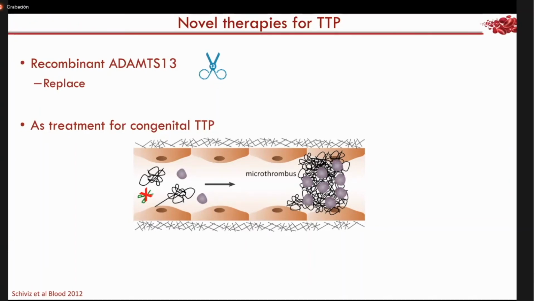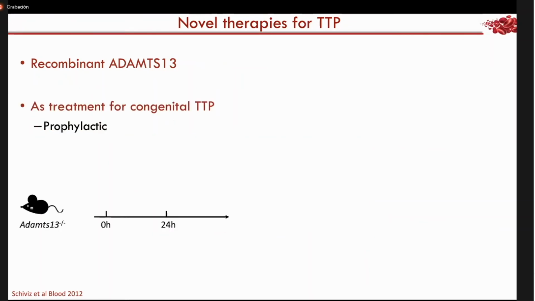And the first thing they tested was, can it be used as a treatment for congenital TTP? So they used the knockout mouse model and checked if we induce TTP, but we give recombinant ADAMTS13 before TTP actually starts or sets in, can we prevent TTP? Therefore, they took a blood sample before the experiment, injected saline in the mouse, recombinant VWF to trigger TTP, and took another blood sample.